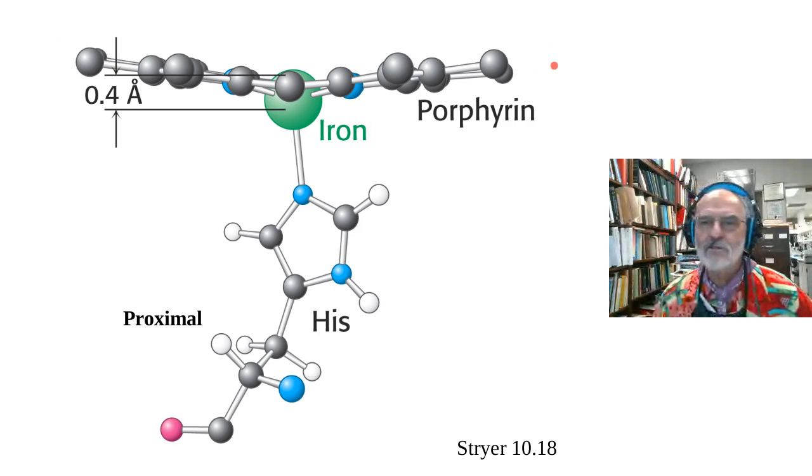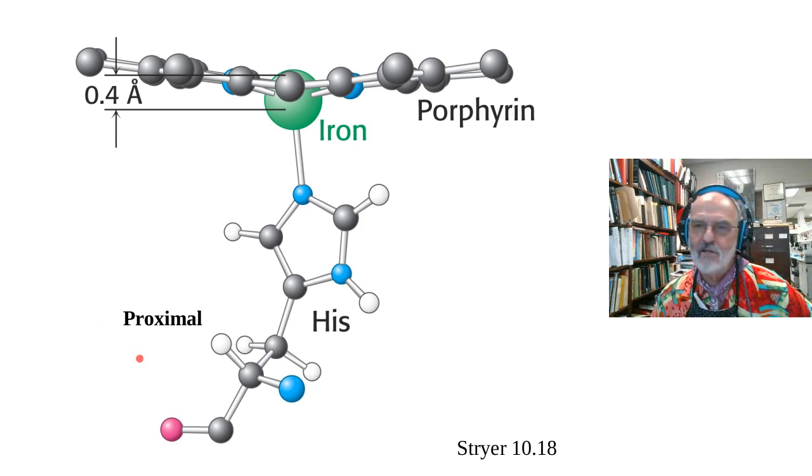So this is a different rendition of the protoporphyrin 9. Notice it has a slight pucker to it. It's not completely flat. The iron sits slightly out of the plane. It makes a bond to the imidazole of this histidine on the F helix. This is known as the proximal histidine.